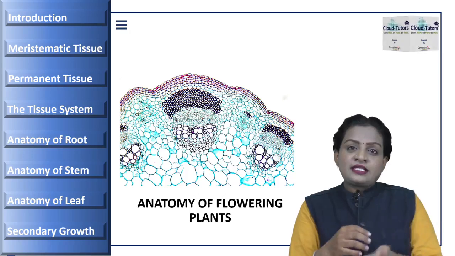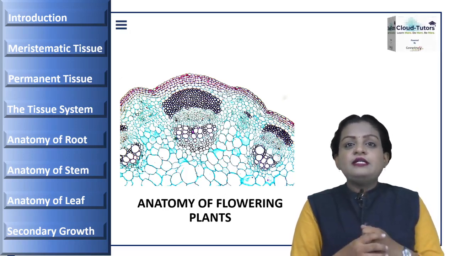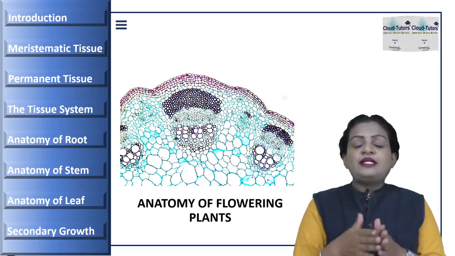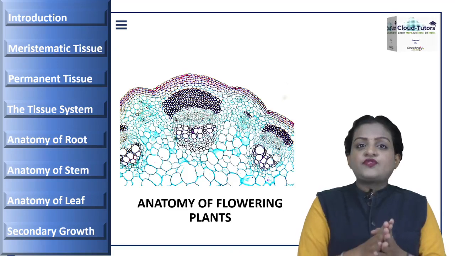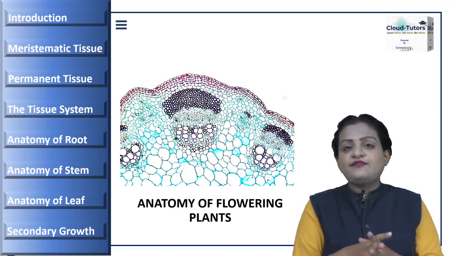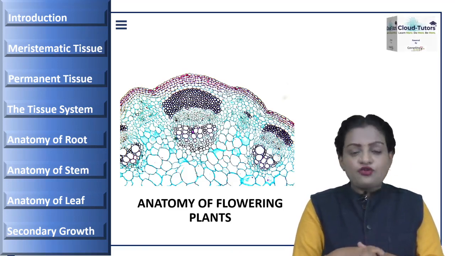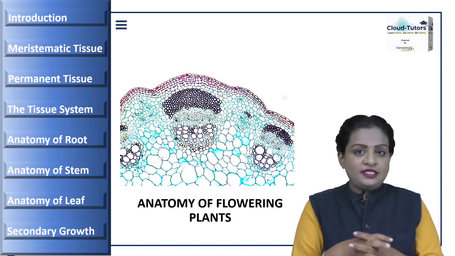So if you take a section of root, how will it look? That we'll see under anatomy of root. If you take a section of stem and observe it under microscope, how will it look? That we'll see under anatomy of stem and anatomy of leaf and so on. And at the end, we'll see about secondary growth, which is seen in the majority of angiospermic plants.